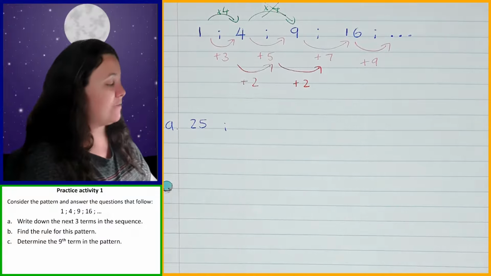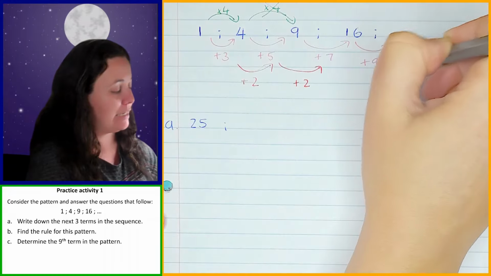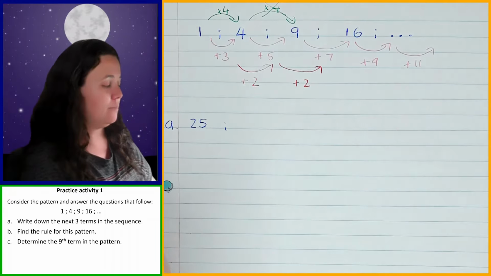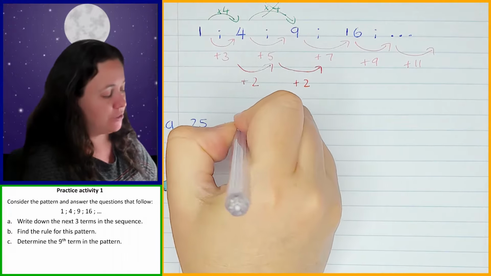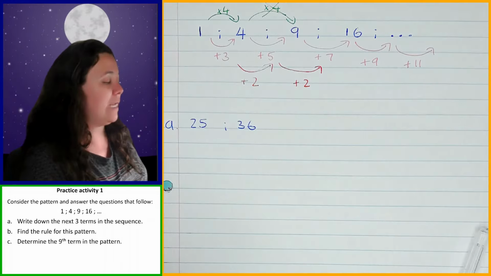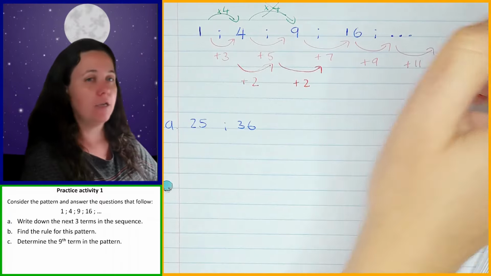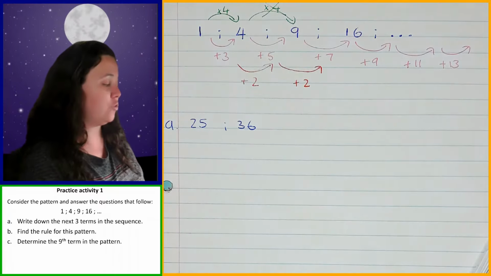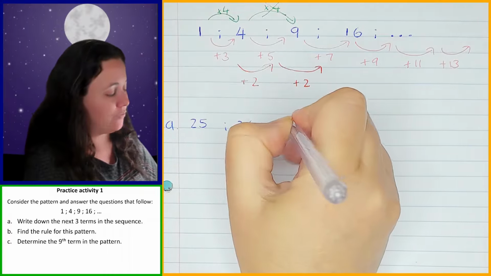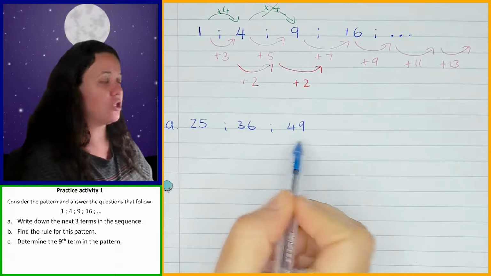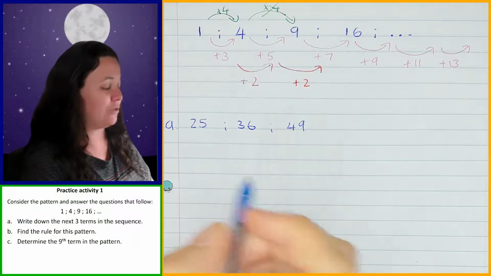Then after adding 9, you would then add 11. Okay, so our next term is 25 plus 11, that is 36. And then we would add 13 after that to get our last term that we have to do, which will give us 36 plus 13 is 49. Okay, so those are the 3 terms that you should have got for question A: 25, 36, and 49.